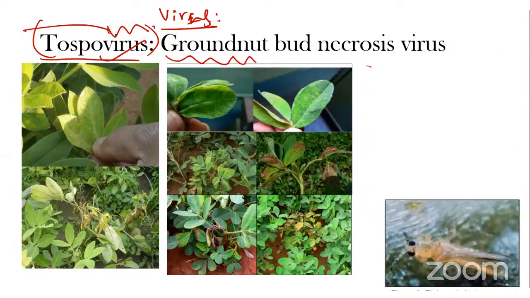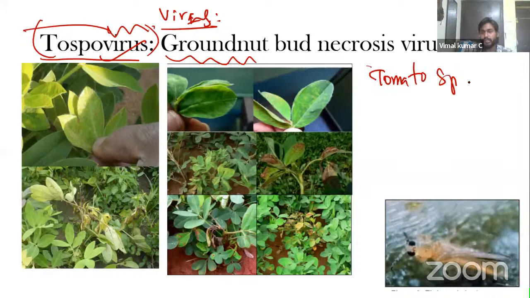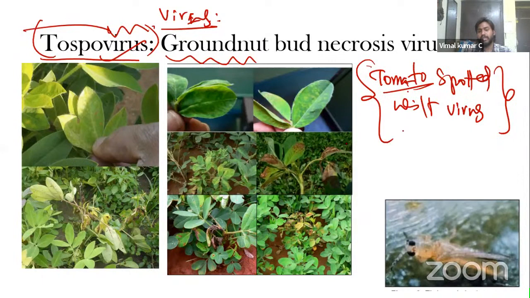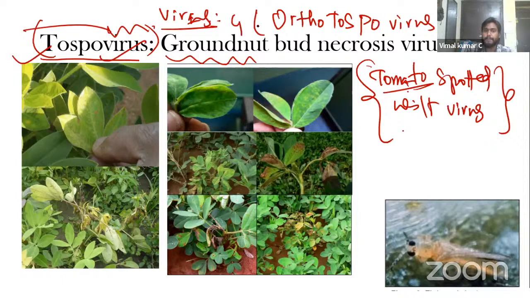See, the TASPA is nothing but tomato spotted wilt virus, right? So usually it infects the tomato crop, but here also there are reports that it is infecting other crops also. Basically TASPA virus, but this is actually an old name. The new classification has been given as orthotospovirus, right? So this is the genus. Okay, so groundnut bud necrosis virus is a species, right?